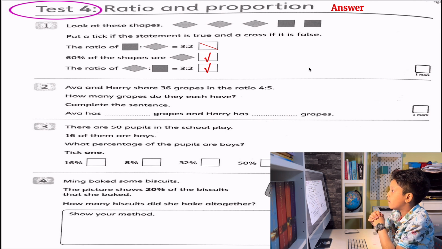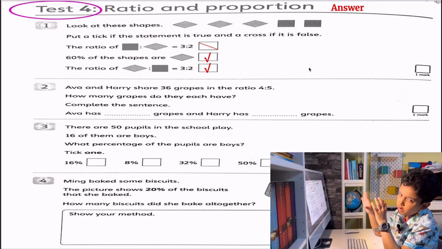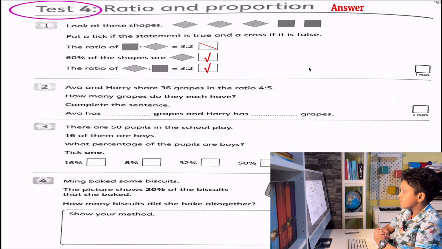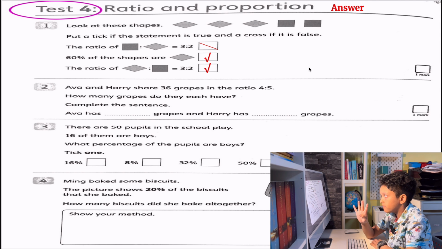Ava and Harry share 36 grapes in the ratio 4:5. How many grapes do they each have? Complete the sentences. If we were going to do this, when you add 4 and 5, you get 9, right? But 36 is our total grape amount, and 36 divided by 9 is 4. So now we have 4 for each person.